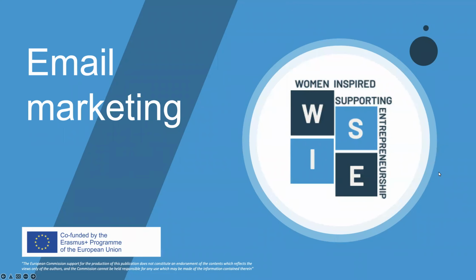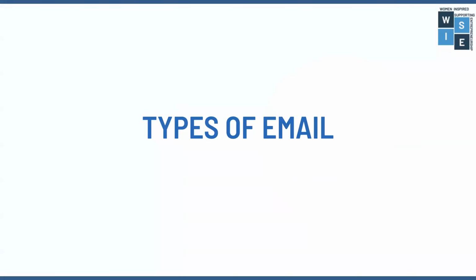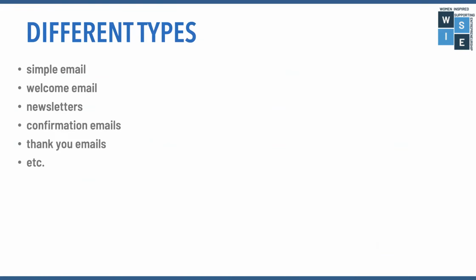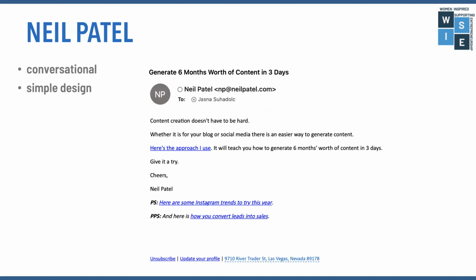Email marketing. Let's first take a look at the types of emails. There are different types of emails you can send, and here are some of them. Simple email, welcome email, newsletters, confirmation emails, thank you emails, etc. Let's dive in. Here we can see an example of a simple email.